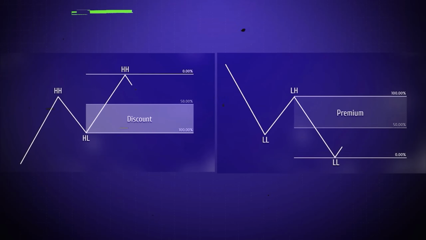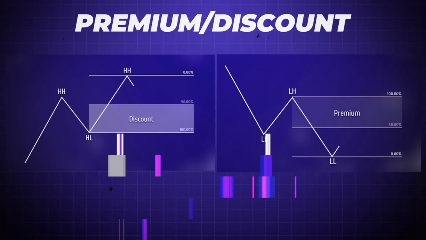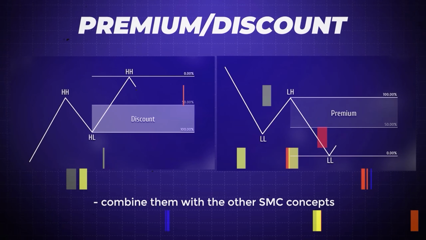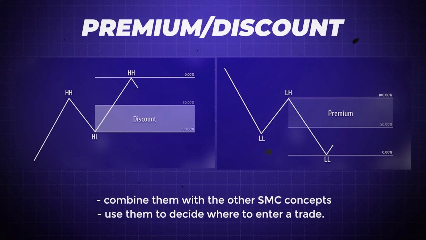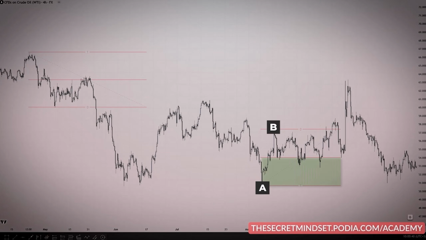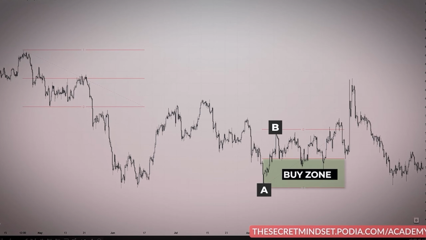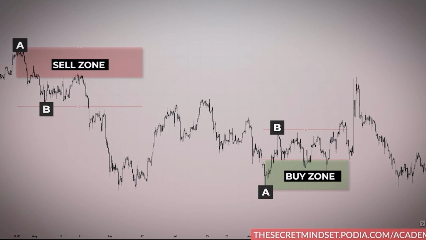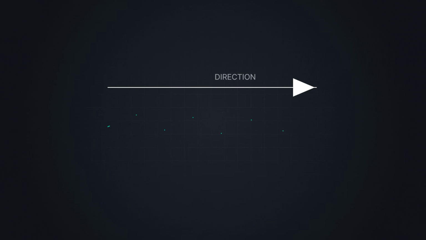Of course, you won't use the premium and discount zones as a standalone strategy, but by combining them with the other concepts, you can start to build a more complete picture. In this smart money approach, you will use the premium and discount concept to help you decide when to enter a trade. For example, if you're looking to go long, you might wait for price to pull back into a discount area before entering. If you're looking to go short, you might wait for price to rally into a premium area before entering. Now you know how to read direction.